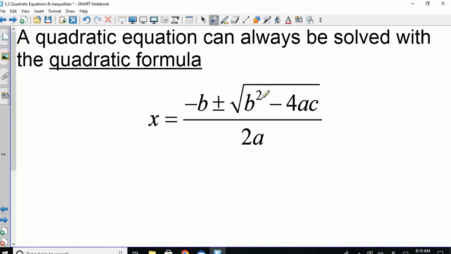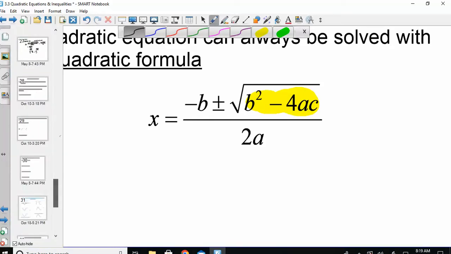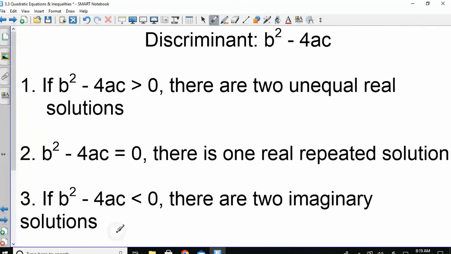So when I refer to discriminant, all I'm talking about is b squared minus 4ac. It does not include the square root itself, but we can use that if I need to know what kind of answers it'll be on my graph, but I don't actually want to solve the whole problem. So discriminant is b squared minus 4ac.